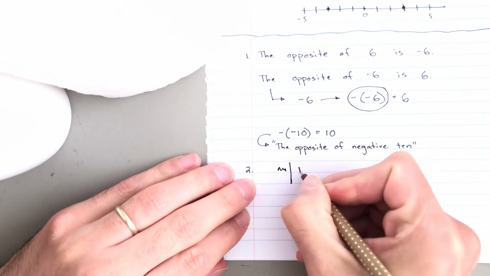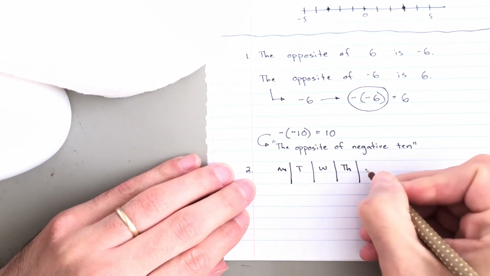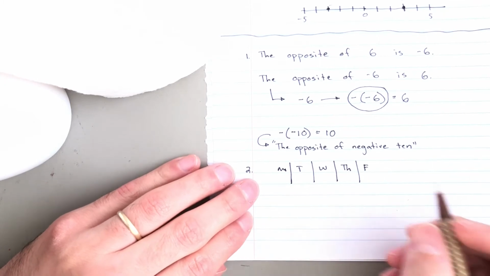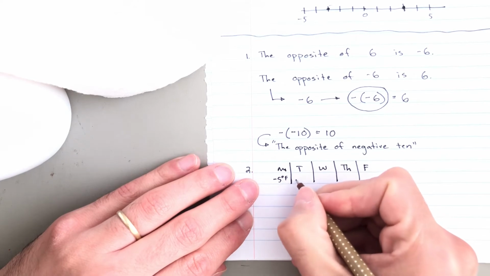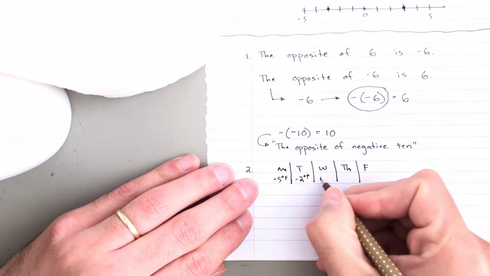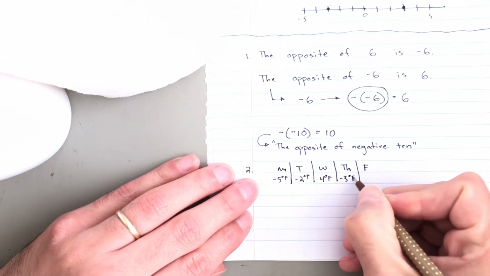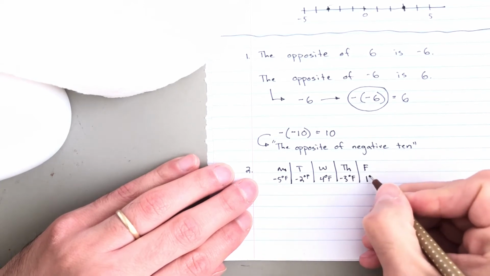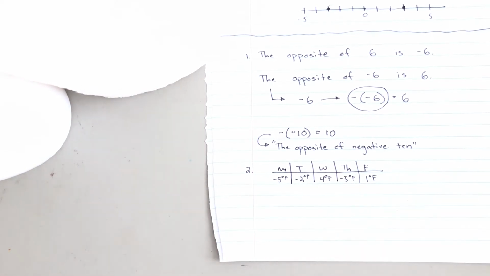That's an M for Monday. There's Tuesday, there's Wednesday, there's Thursday, there's Friday. In here we've got -5 degrees Fahrenheit, -2 degrees Fahrenheit, 4 degrees Fahrenheit, -3 degrees Fahrenheit, and then 1 degree Fahrenheit. And there's our little chart. So what they want us to do is make a number line and plot these from least to greatest.